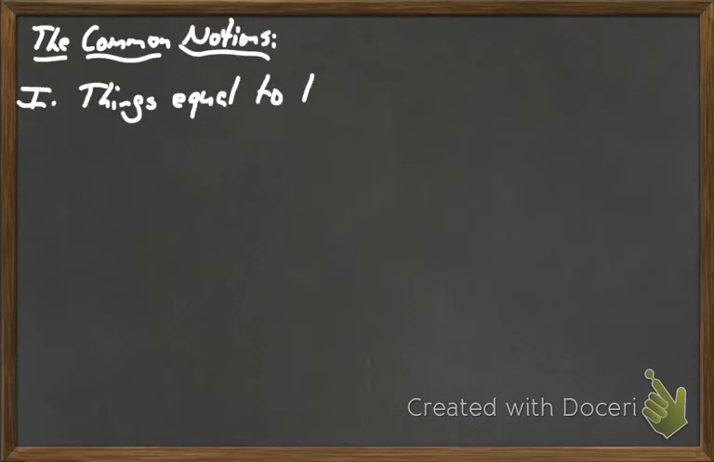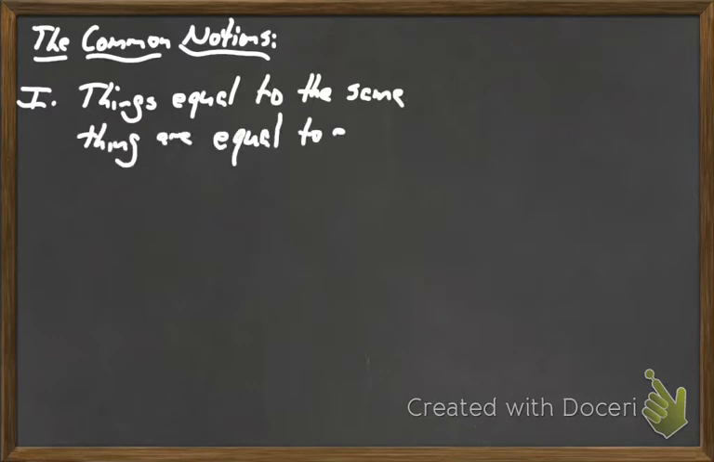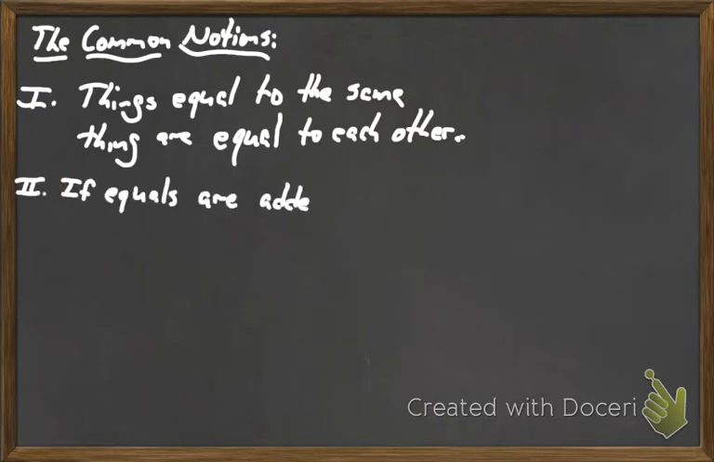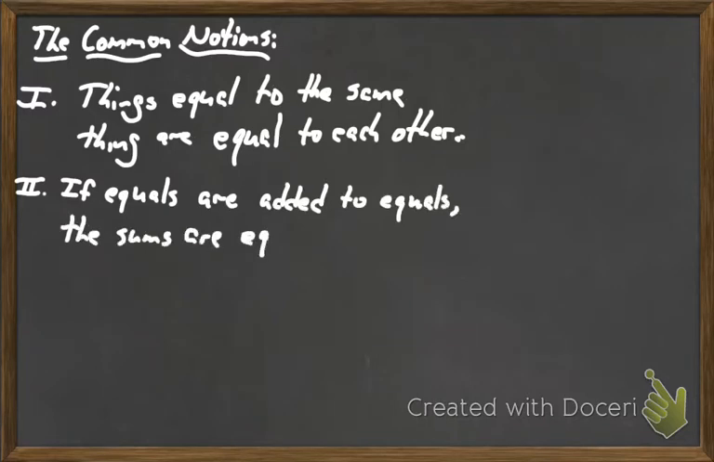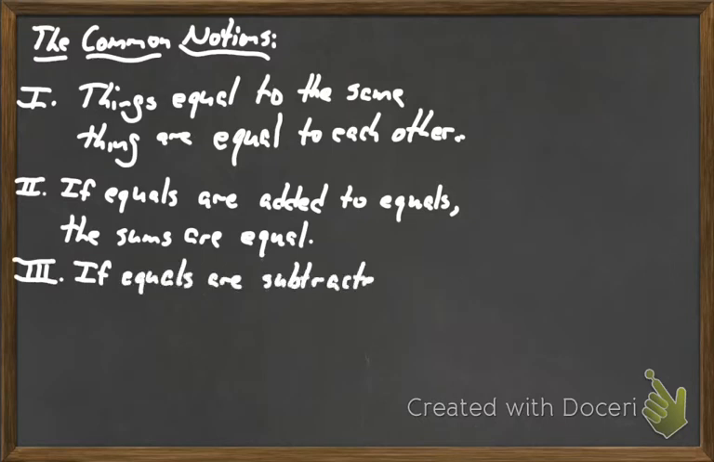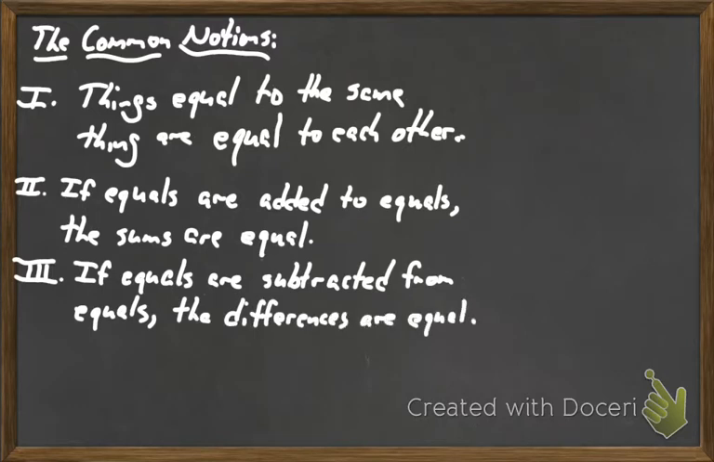Number 1, things equal to the same thing are equal to each other. That's also known as the transitive property. If two things are equal to the same thing, then they're also equal to each other. Number 2, if equals are added to equals, the sums are equal. That is the addition postulate. 3. If equals are subtracted from equals, the differences are also equal. That is also known as the subtraction postulate.